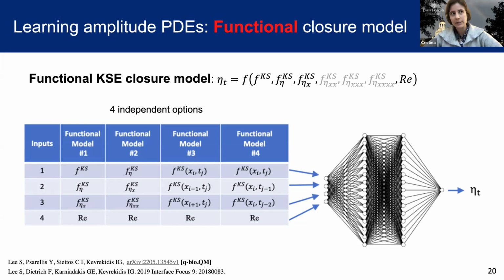But the different flavors here are that, for example, in models 1 and 2, what we do is that we have as inputs the KS different evaluations of the spatial derivatives of the Kuramoto-Sivashinsky solution. In model 3, we have spatial delays, so different points in space are considered as inputs for the same point in time. And the fourth model is like the traditional Takens embedding theorem model, in which we have time delays for the same point in space as inputs.